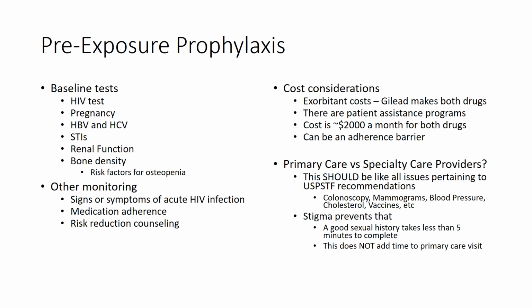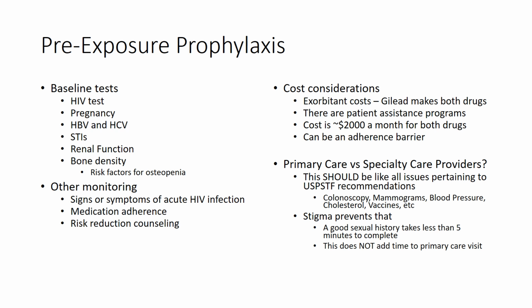What sort of baseline tests do we do? We do HIV testing, pregnancy testing, viral hepatitis, STIs, and then renal function. And we are going to be asking about risk factors for osteopenia. At every visit, which happens every 3 months, we're going to also be checking for signs or symptoms of acute HIV infection, continued medication adherence, and any sort of risk reduction counseling.